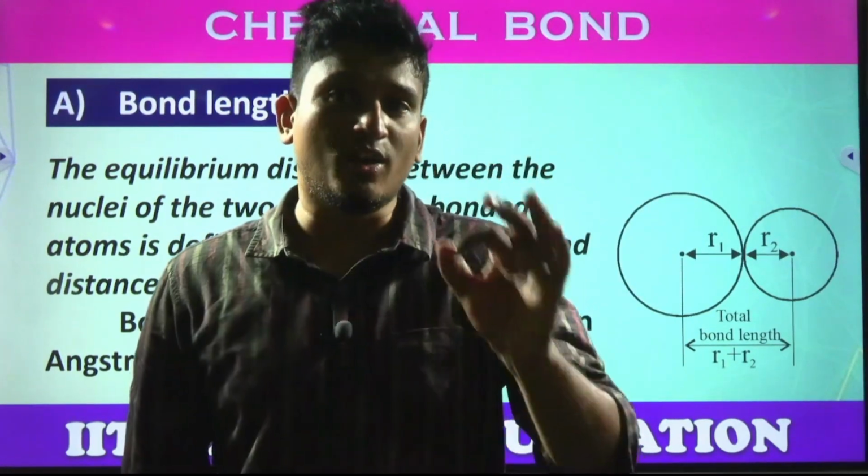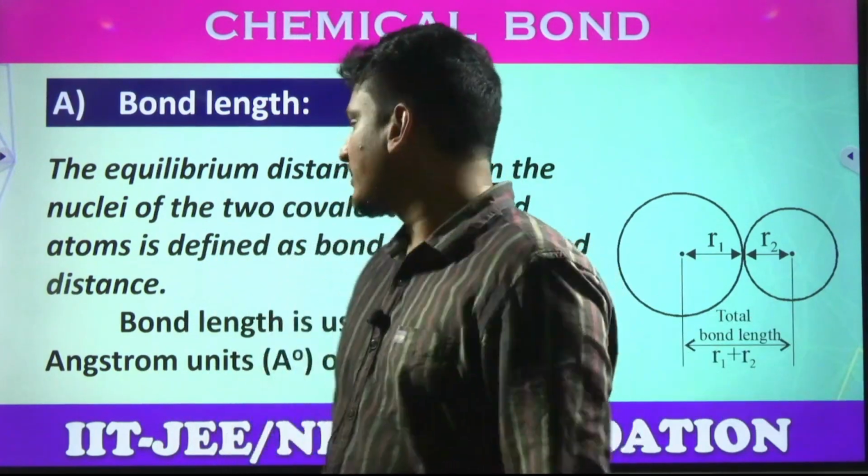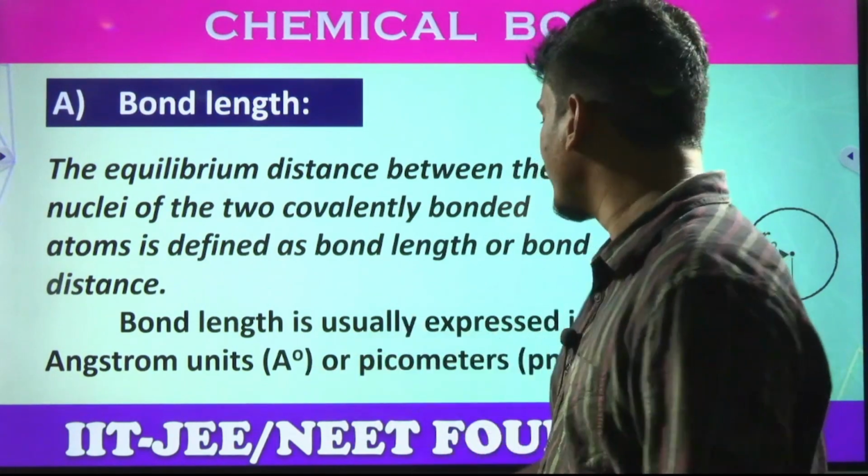Is called as atomic size. Yes, sir, we already discussed. So this is called as bond length, and this bond length is different, students, for different molecules. Bond length is usually expressed in angstrom units or picometers.